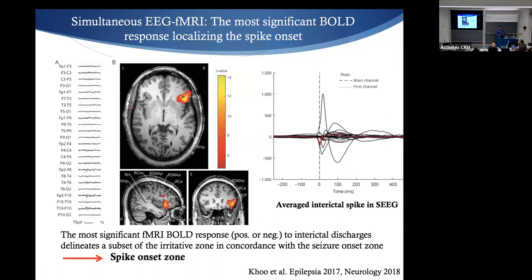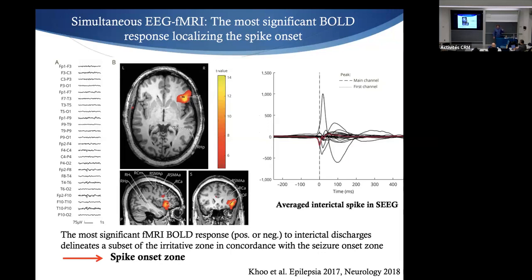And this is another study done by the group of Jean Gottman, where they then looked in the SEEG signal, so intracranial EEG signal, and they confirmed that usually what you get is the earliest activity you get in electrical activity.